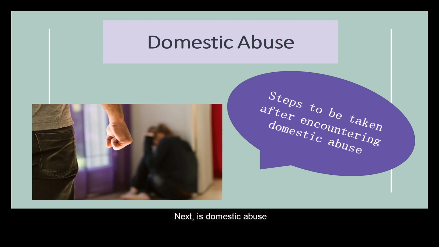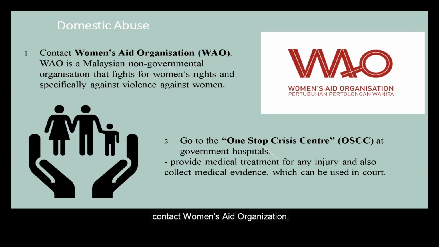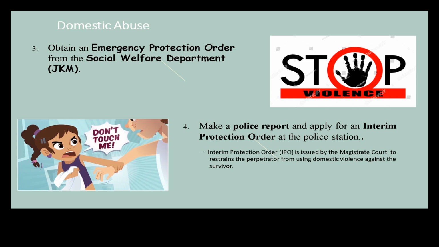Next is domestic abuse. The first step to be taken after domestic abuse is to contact the Women's Aid Organization. It is a Malaysian non-governmental organization that fights for women's rights and specifically against violence against women. Next, go to the one-stop crisis center at government hospitals. They provide medical treatment for any injury and also collect medical evidence which can be used in court. Then, obtain an emergency protection order from the Social Welfare Department.